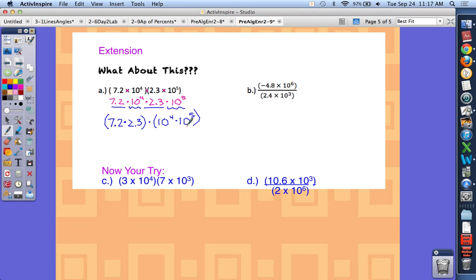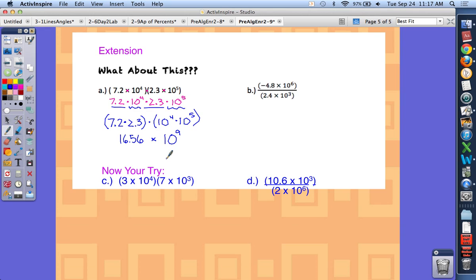10 to the 4th power times 10 to the 5th power is going to be what? Multiplying the same base, you add the exponents, 10 to the 9th power. Now all you have to do is the decimal multiplication. You can use your calculator for that, or you can do it off to the side. Multiply these two numbers for me. You should get 16.56 times 10 to the 9th.